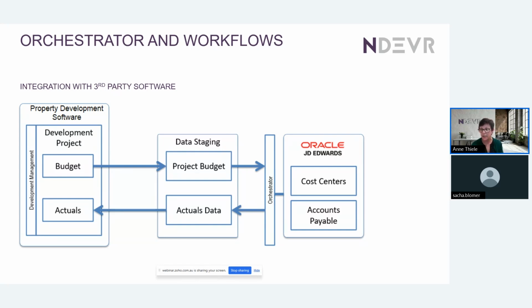Firstly, in the property development system, when a budget is changed or updated, the integration software calls an orchestration in JD Edwards that automatically updates the budgets within JD Edwards. Secondly, at regular intervals, I think if I remember rightly, it's once a month, but you can also trigger it manually.